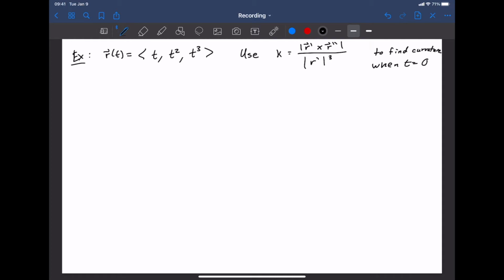So, what do we want to do? Usually how I approach this, if I'm using this formula with all these derivatives in it, is I want to find r prime and r double prime. Please go ahead and do that. r prime is 1, 2t, 3t squared. And that, of course, means r double prime is 0, 2, 6t.